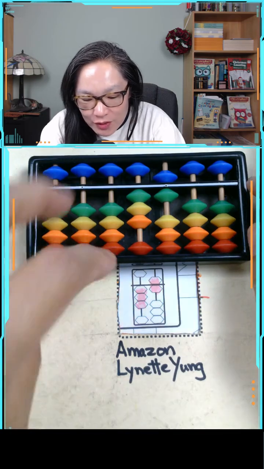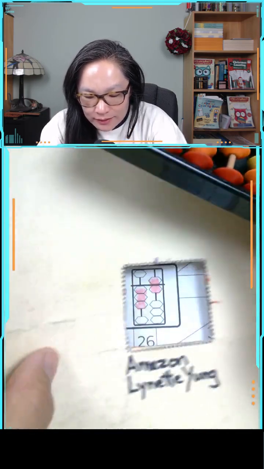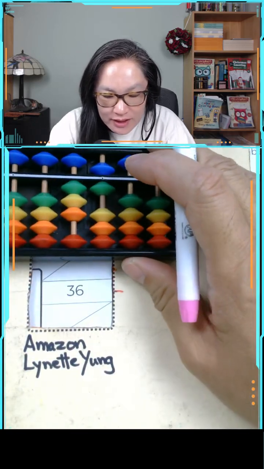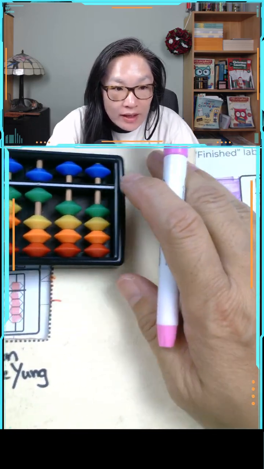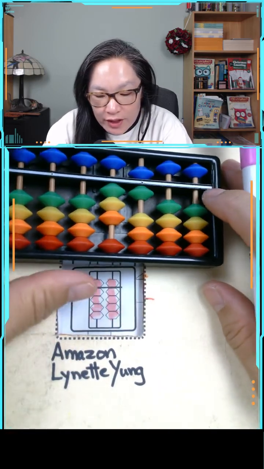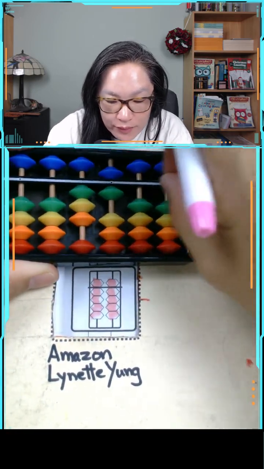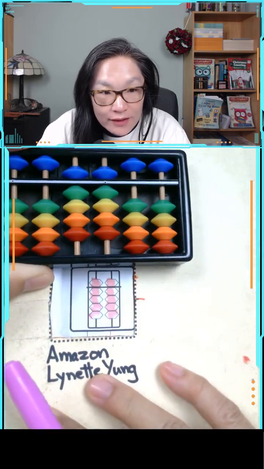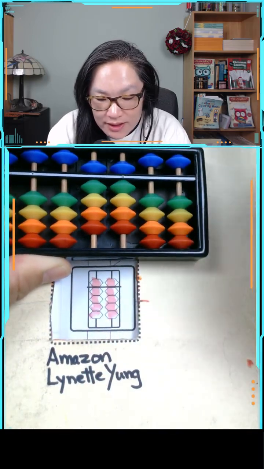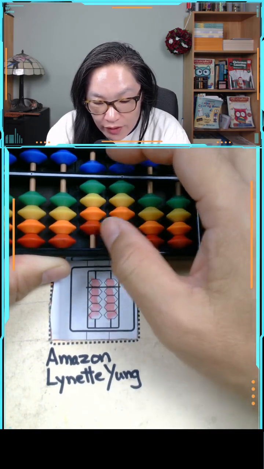So this would be 36. So 36 looks like that. And then we have our next number. So for those of you that just joined, thank you so much for joining. Thank you so much for liking the live. So we have our next number. This is easy because what? We have all the beads touching.